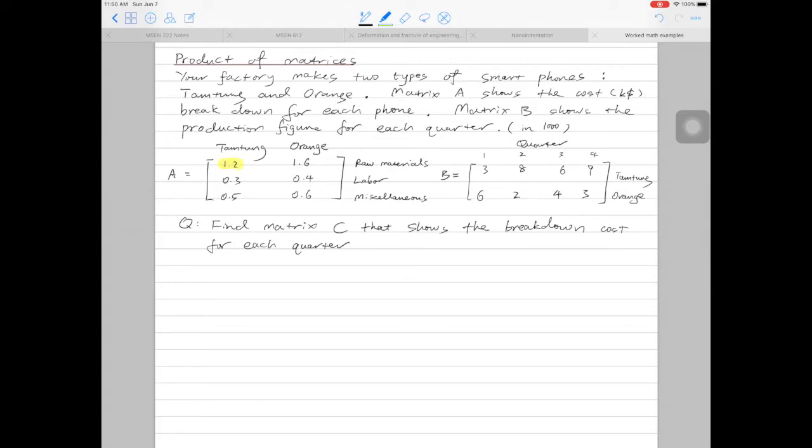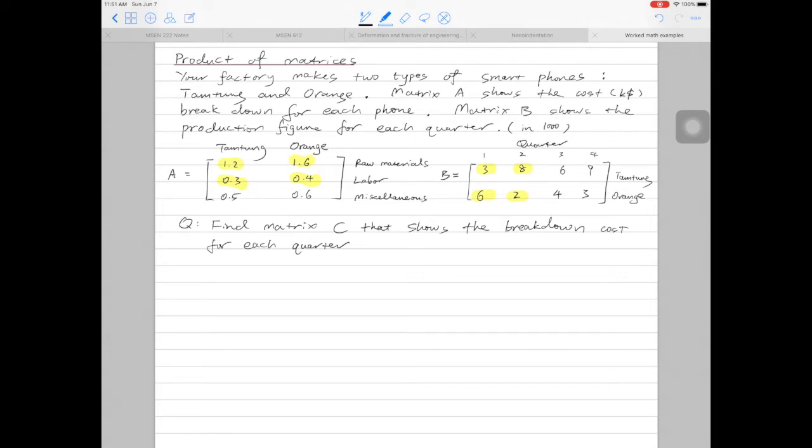For Orange, the raw materials cost $1.6 thousand. Then for Tempton, the labor is $0.3 thousand. For Orange, the labor is $0.4 thousand, and so on and so forth. Matrix B shows the production figure for each quarter, again in thousands. For example, for quarter 1, for Tempton, the production is 3 in thousands. Then quarter 2, that's 8 in thousands. For Orange, similarly, for quarter 1, that's 6 in thousands, and quarter 2, that's 2 in thousands.